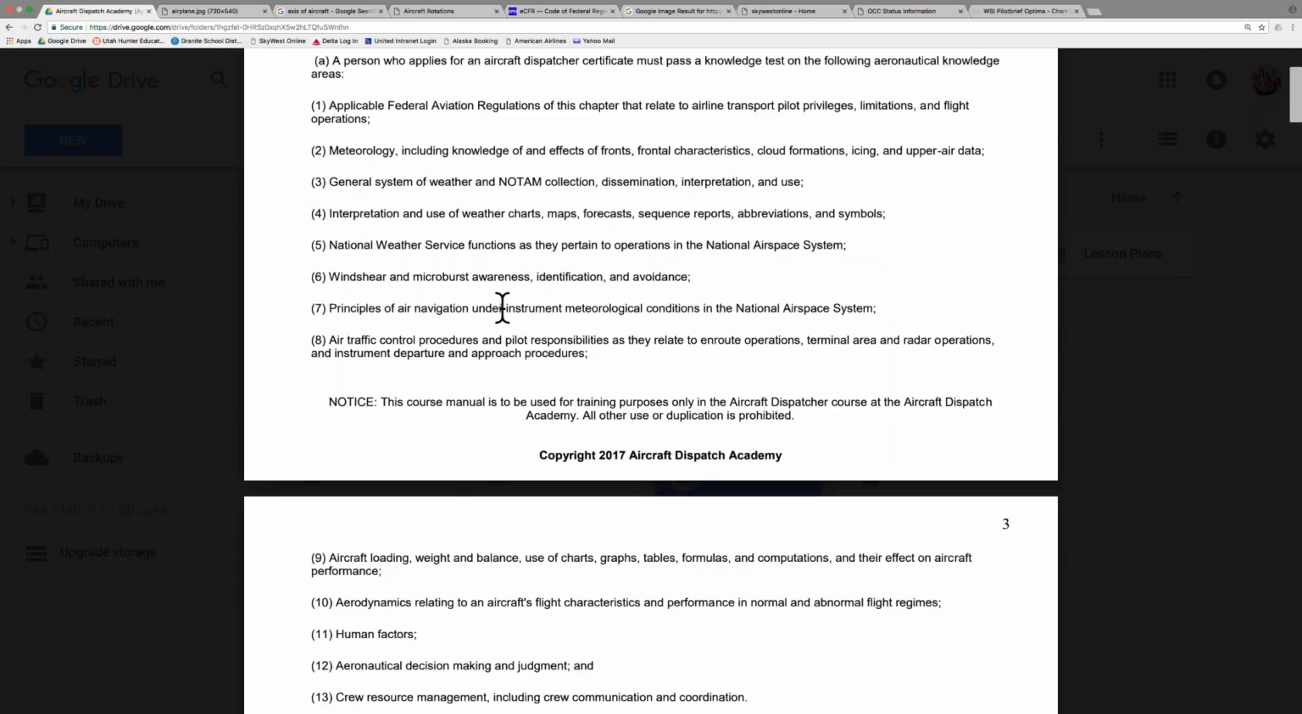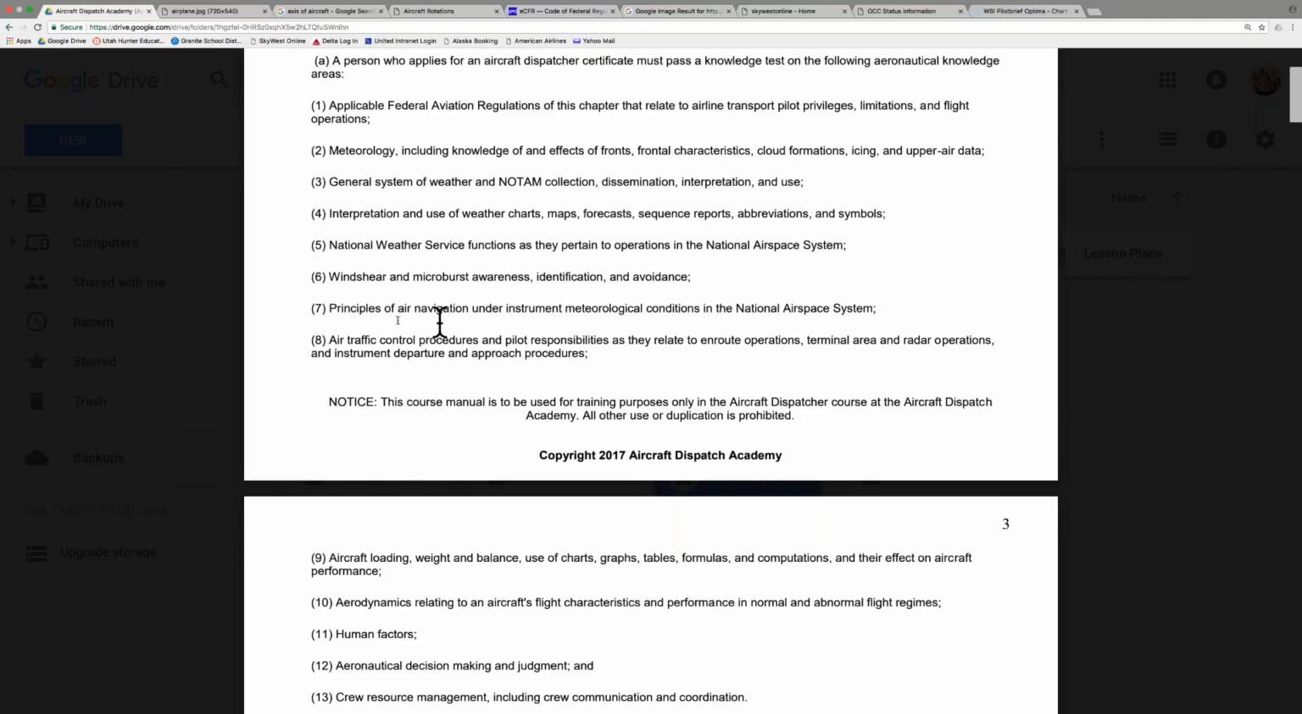Principles of air navigation under IFR, so Instrument Meteorological Conditions, so we call this IMC, and the National Aerospace System. So how do the pilots navigate through this weather? How do they know what's going on, where they're at in the sky? We'll talk about that a little bit.